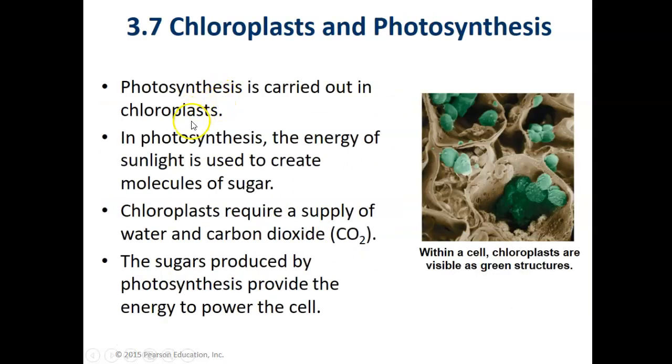Photosynthesis is carried out in chloroplast. In photosynthesis, plant will use sunlight to create sugar molecule, and chloroplast will require supply of water and carbon dioxide to make this process. The final product, glucose, produced by photosynthesis will provide the energy to power the cell to make the plant to grow and develop.